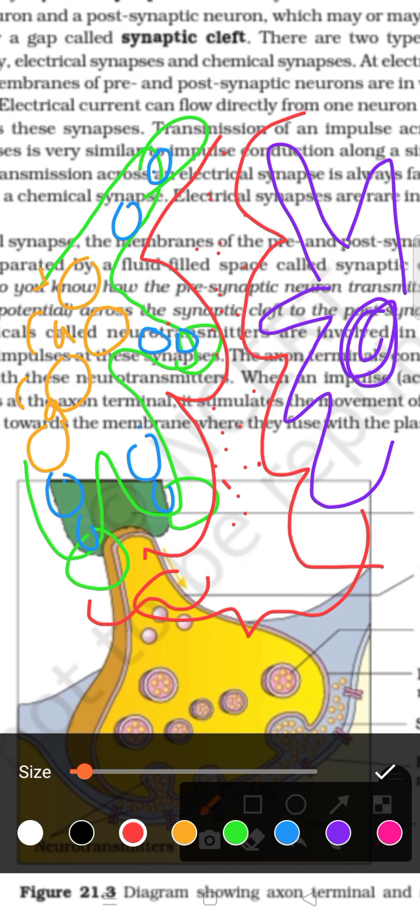Okay beta, what is there at the postsynaptic region? These are the dendrites. And what is there at the presynaptic region? This is the synaptic cleft. So chemicals are released, and these chemicals are known as neurotransmitters.